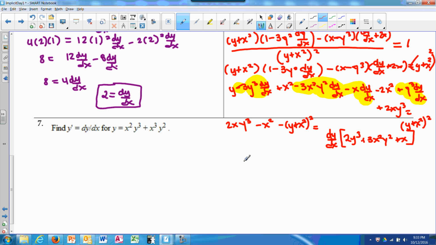So now the left-hand side divided by the product from the right-hand side equals the dy dx. That's really one of your worst cases for algebra.